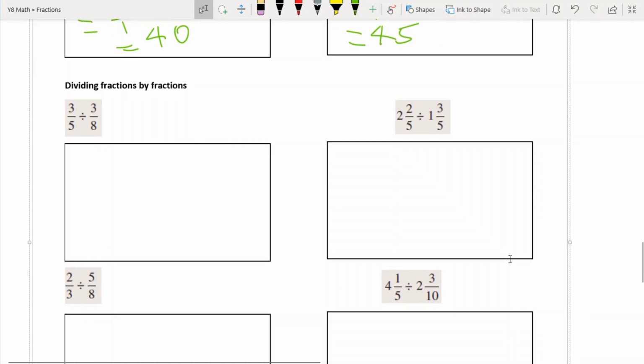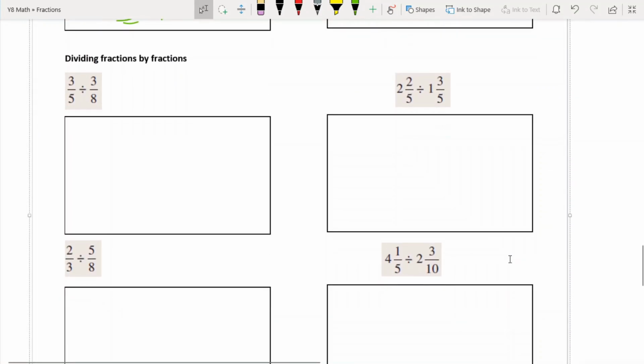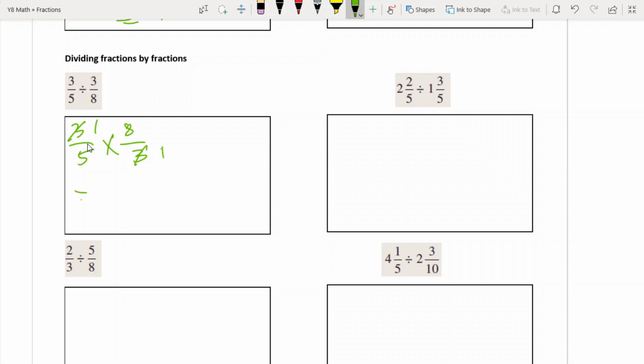Now the last few questions here, we're now dividing fractions by fractions. So it's the same deal. Keep the first one the same, that is 3 over 5, and just flip the second one, that becomes 8 over 3. We can't simplify anything. Oh, we can simplify the 3's, divide them both by 3. That now gives us 8 over 5, and 5 goes into 8 once. That gives us a remainder of 3, and the denominator stays the same, so 1 and 3/5.